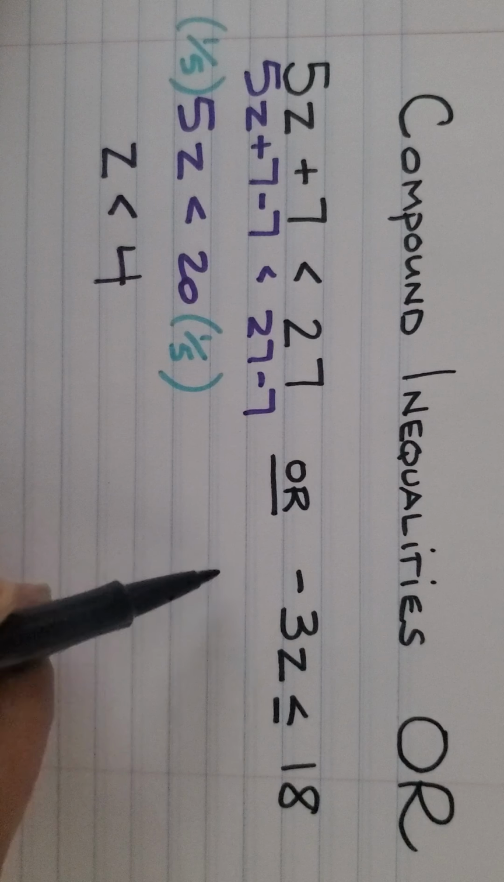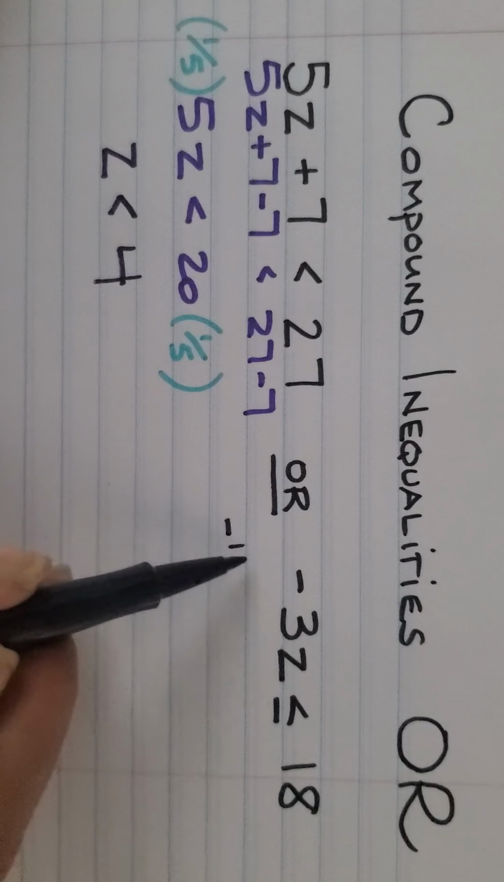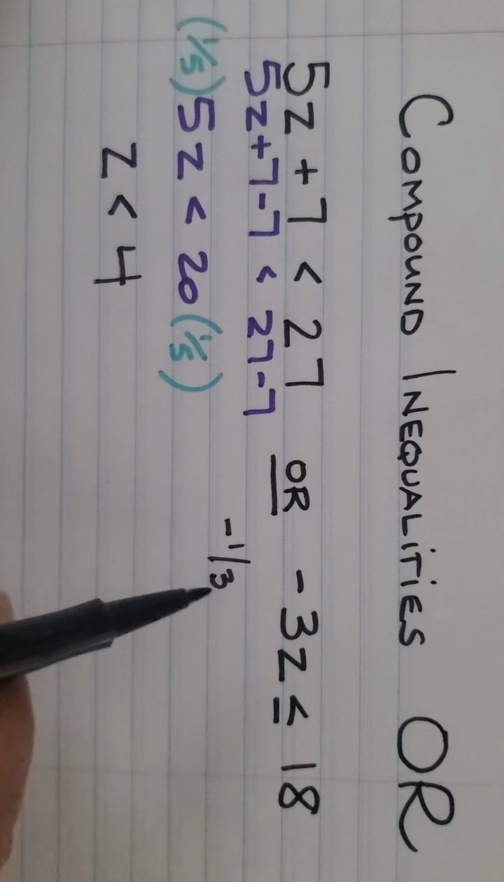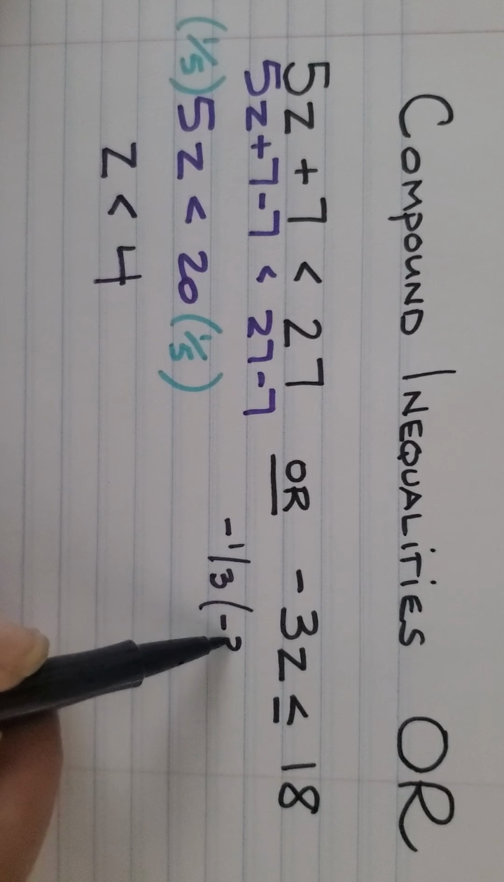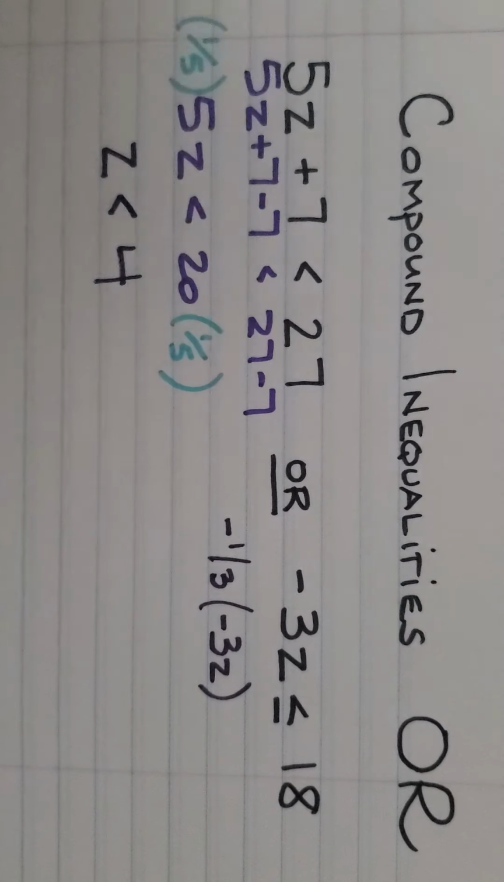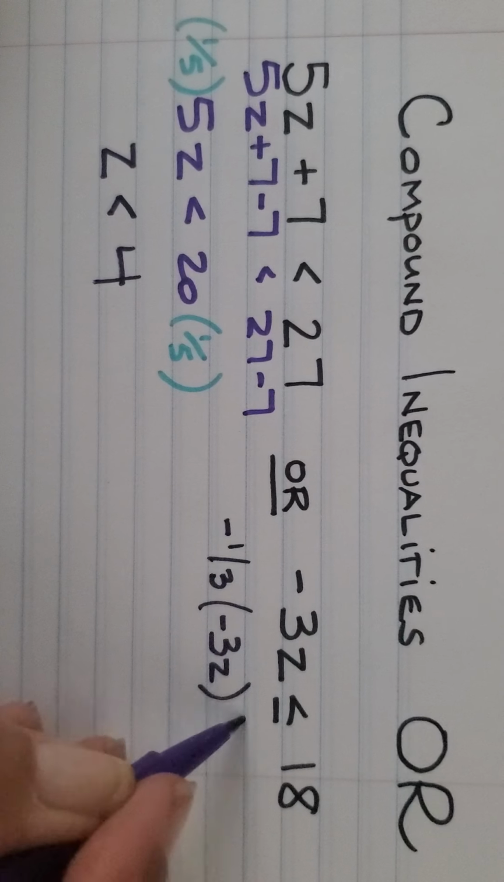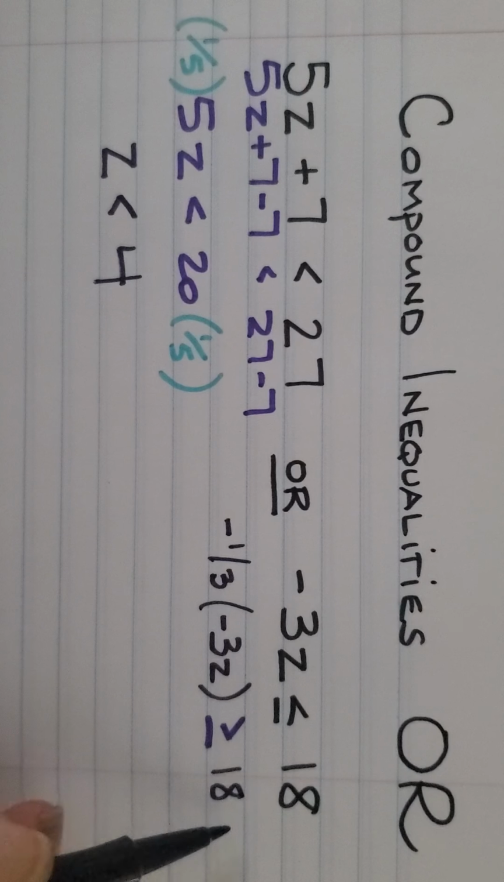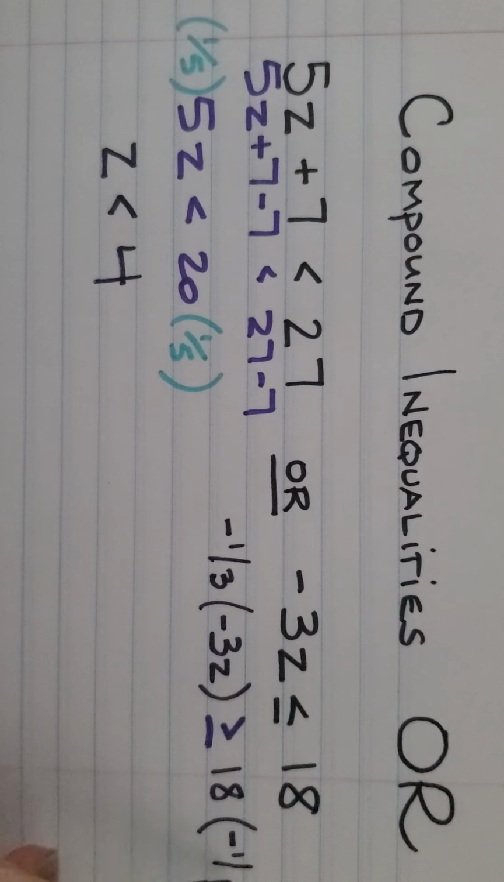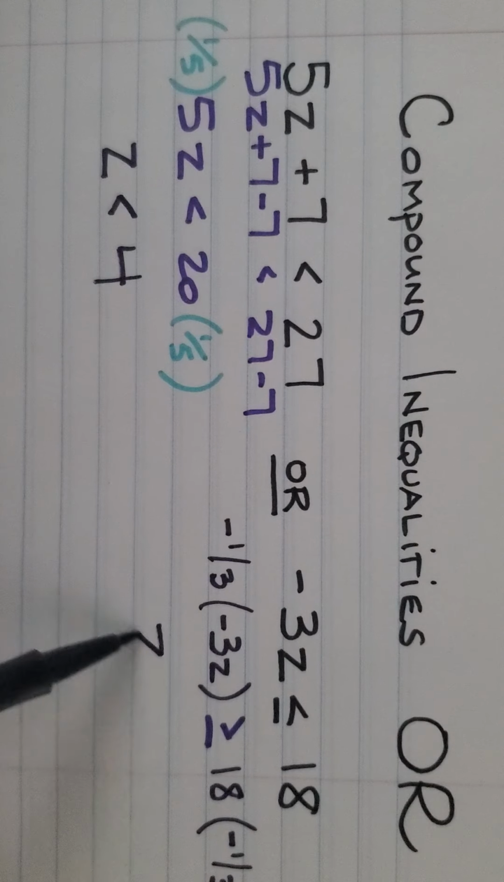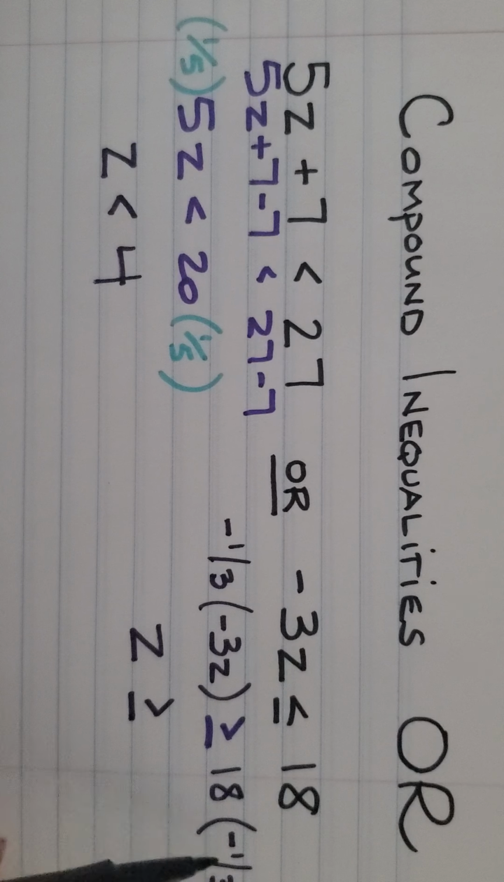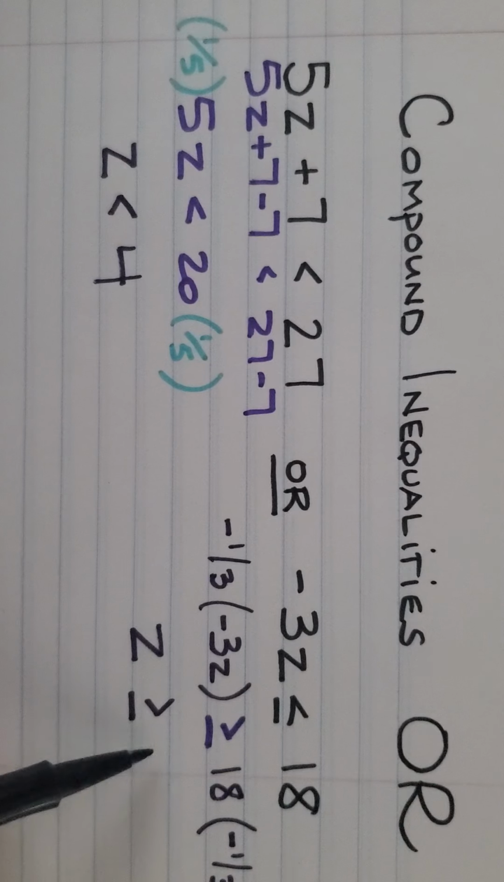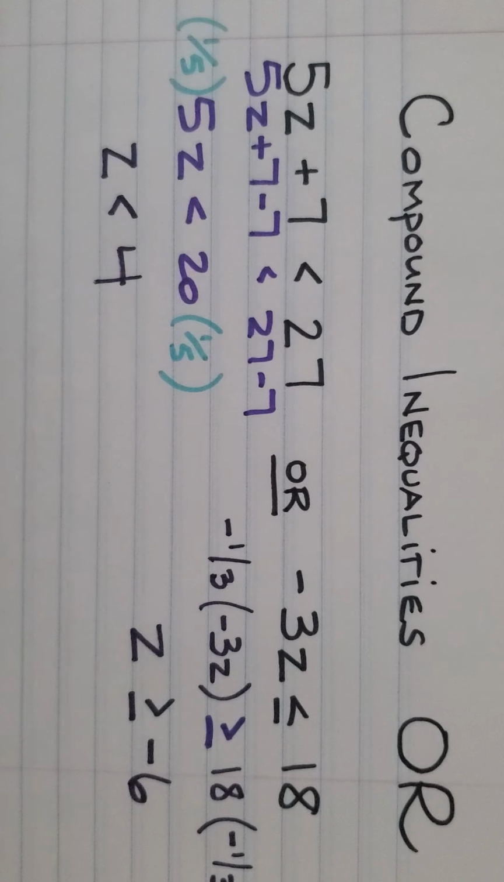So in order to solve this one, I am going to multiply both sides by a third, a negative third. And when I do that, I have to switch my inequality symbol. So you just switch it, you just reverse it. Anytime you multiply or divide by a negative, 1/3 times a -3 gives me 1z, and a -3 times 18 is a -6. So I've solved my two inequalities, and now I'm going to graph them.